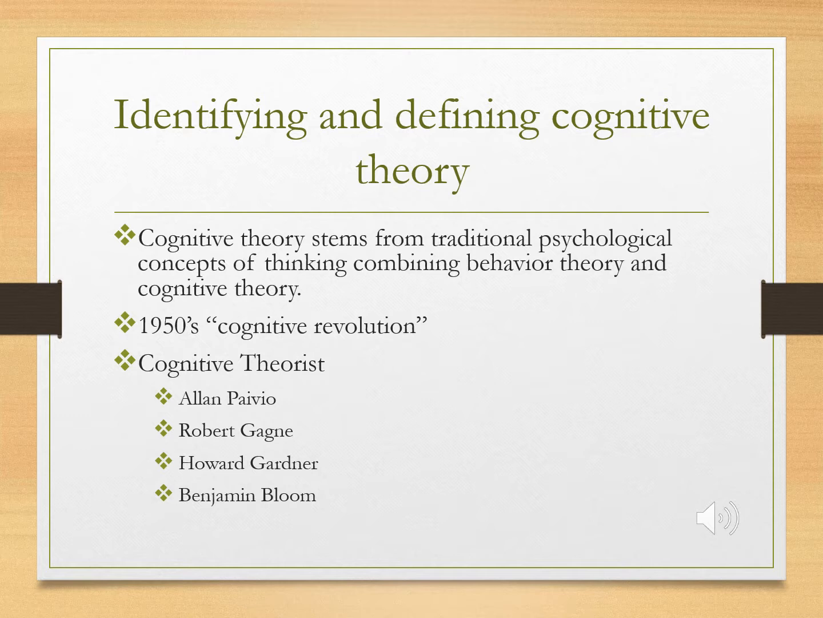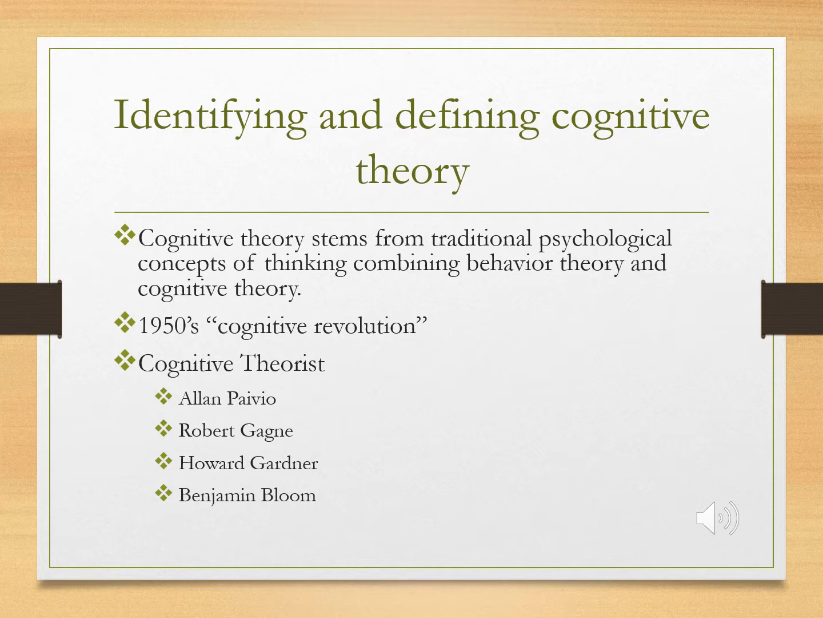Identifying and defining cognitive theory. So cognitive theory stems from the traditional psychological concepts of thinking, combining behavior theory and cognitive theory. This was developed in the 1950s during the cognitive revolution. Basically, cognitive theory includes behavioral theory, which discusses how our actions are affected by what happens before behavior and the consequences that follow. Cognitive theory builds on behavioral theory by suggesting that thoughts, not just consequences, influence behavior.